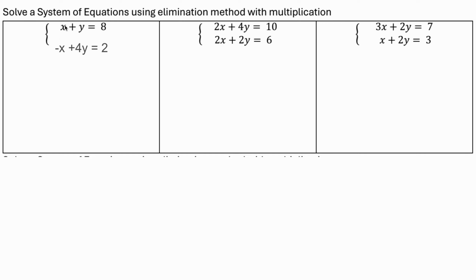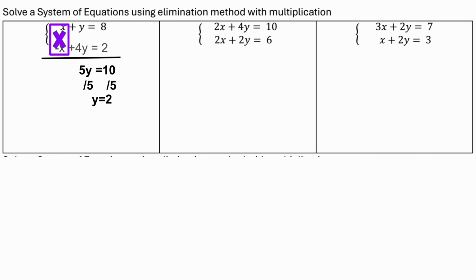I have a +x and a -x. That eliminates itself. And what's left is 5y equals 10. Okay, we're going to solve for y. We're going to divide each side by 5, and we're going to get y equals 2.